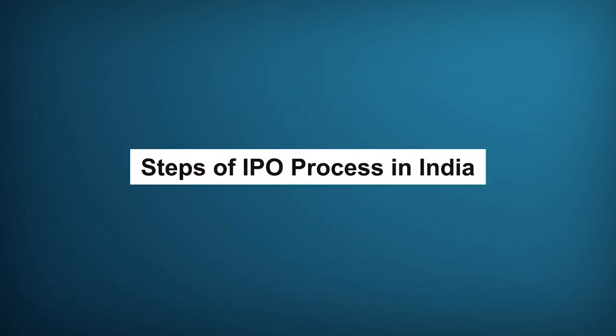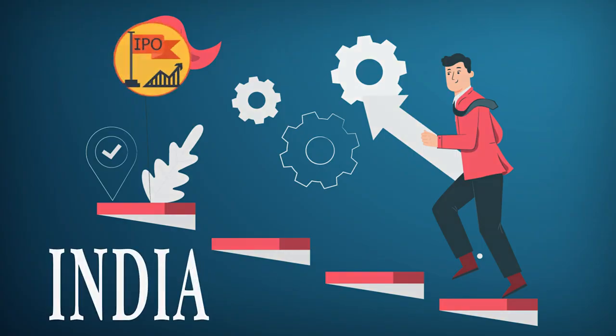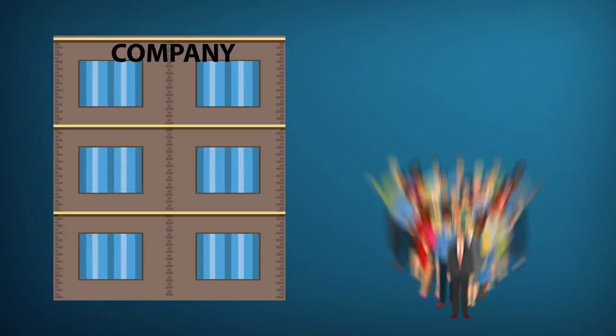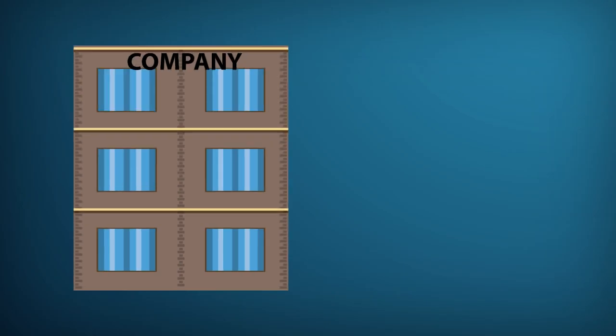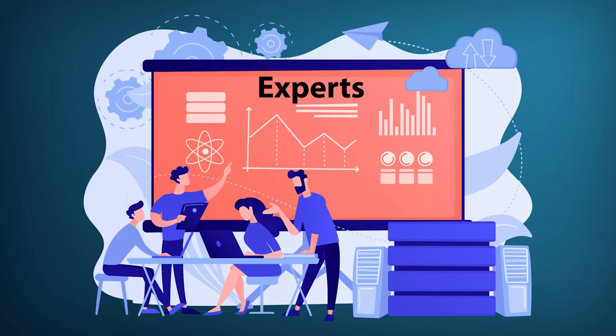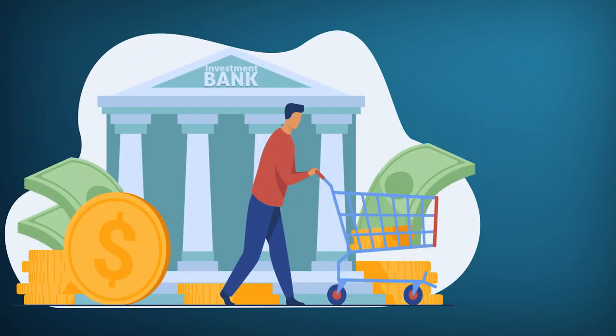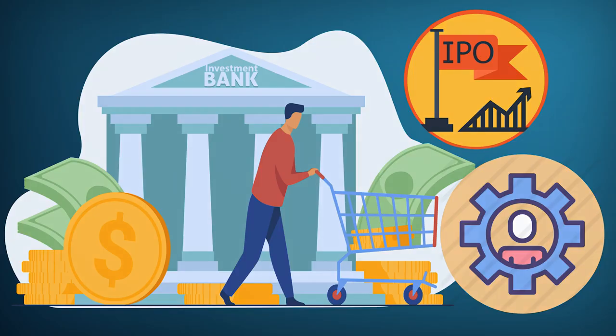Steps of the IPO process in India. Here are the steps involved in the IPO process in India in order for a private company to go public. Hiring of an underwriter or investment bank. When a company decides that it will raise funds from the market, they approach experts in the matter like underwriters or investment banks who specialize in the IPO process.